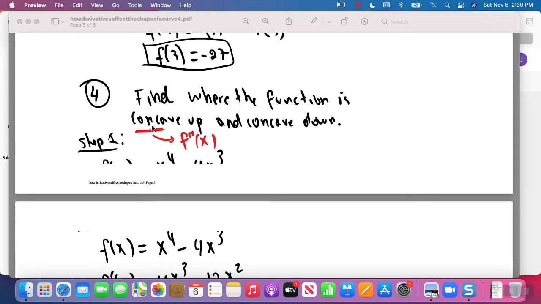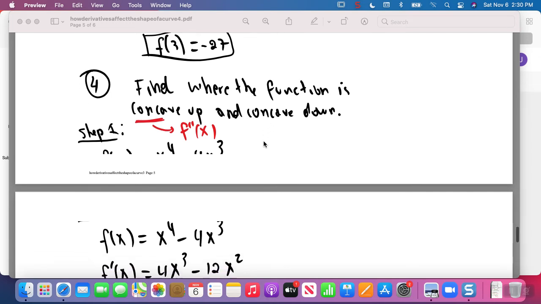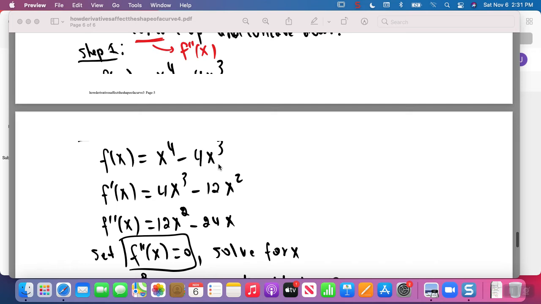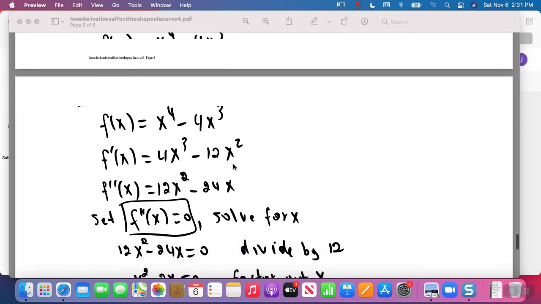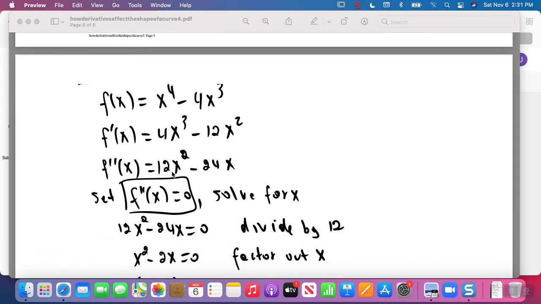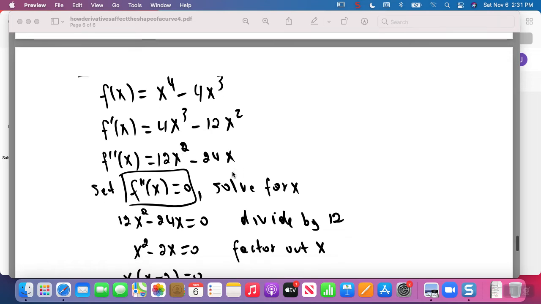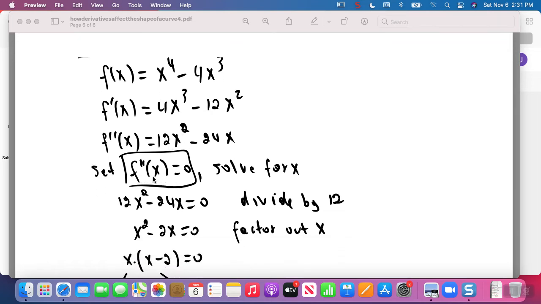Anytime you hear concavity, concave up, concave down, remember you have to move to the second derivative of the function. So you have to take the second derivative of the function f of x. Concavity implies second derivative. Point of inflection implies second derivative. This is the original function, this is the first derivative, and then we take the second derivative, we get 12x squared minus 24x. Set the second derivative equal to 0 and solve for x.